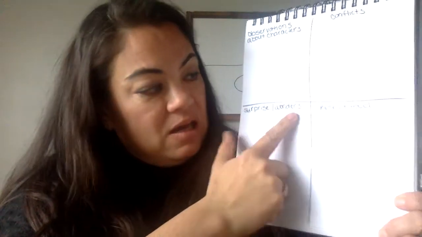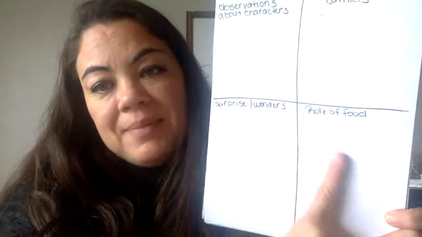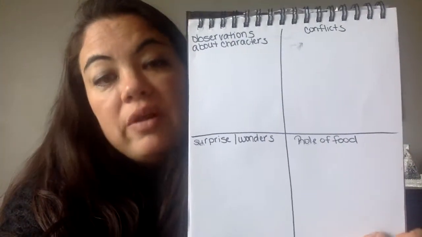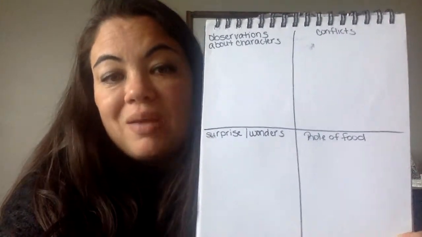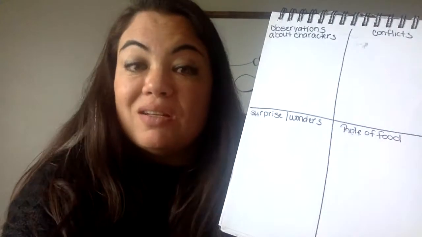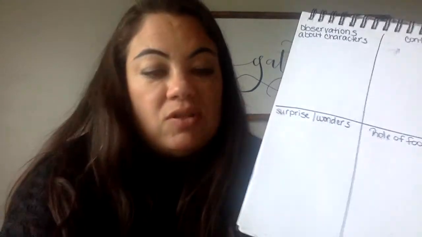And then to tie into our theme of the unit, this last square is for the role of food. So you're going to see that food plays a really big role in this story. I'm just going to ask you to keep track of what it is that food is showing us or doing within the plot and the events of the story.